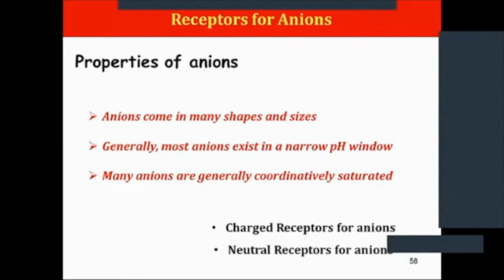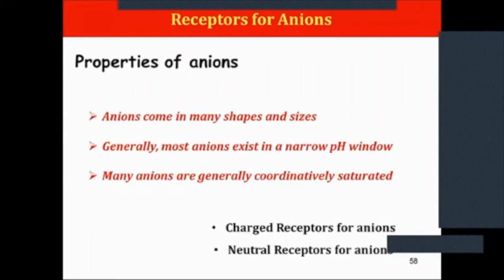Secondly, most anions exist in a narrow pH range. They don't have the wide pH range from 1 to 14. They will work only in a specific pH range. And they are generally coordinatively saturated, like we have seen for KF, potassium chloride. So what sort of receptors can we use for these anions?